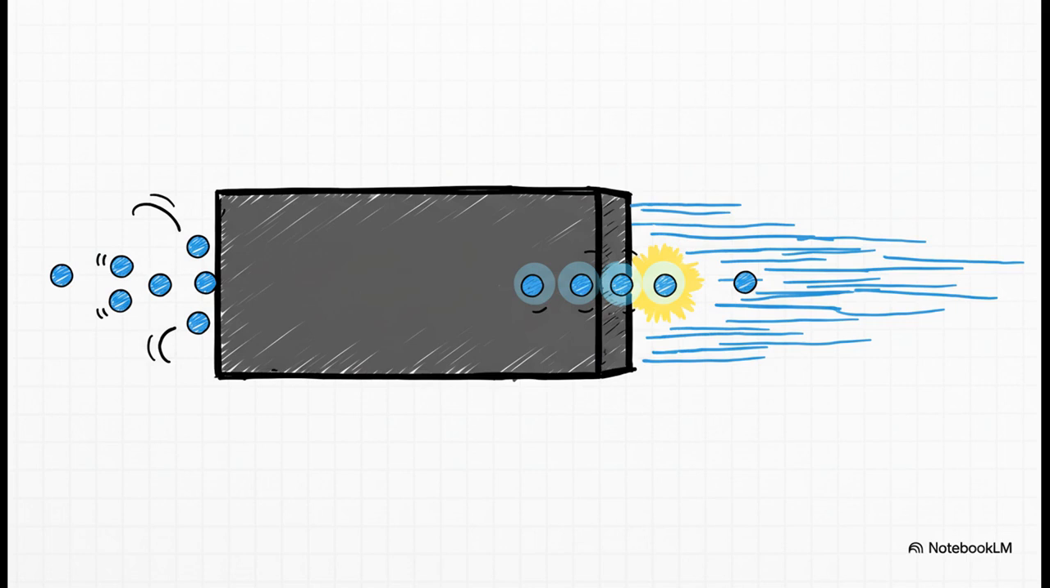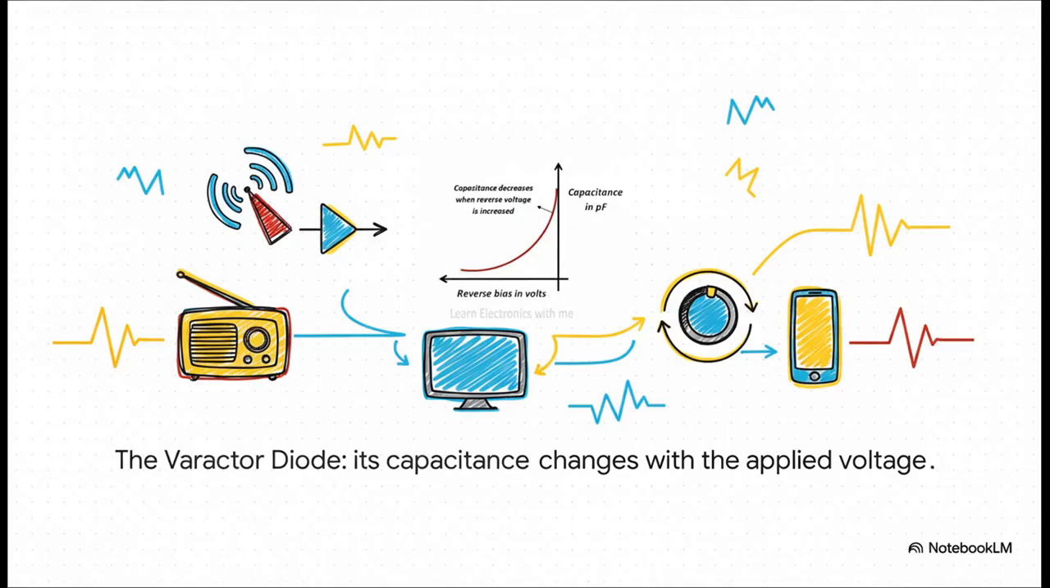Basically, electrons can just punch right through an energy barrier that they shouldn't be able to cross. And because they can do this, the tunnel diode is unbelievably fast. That weird negative resistance property makes it perfect for creating signals in super high-frequency circuits, like the kind you'd find in microwave equipment. All right, next up is the varactor diode.